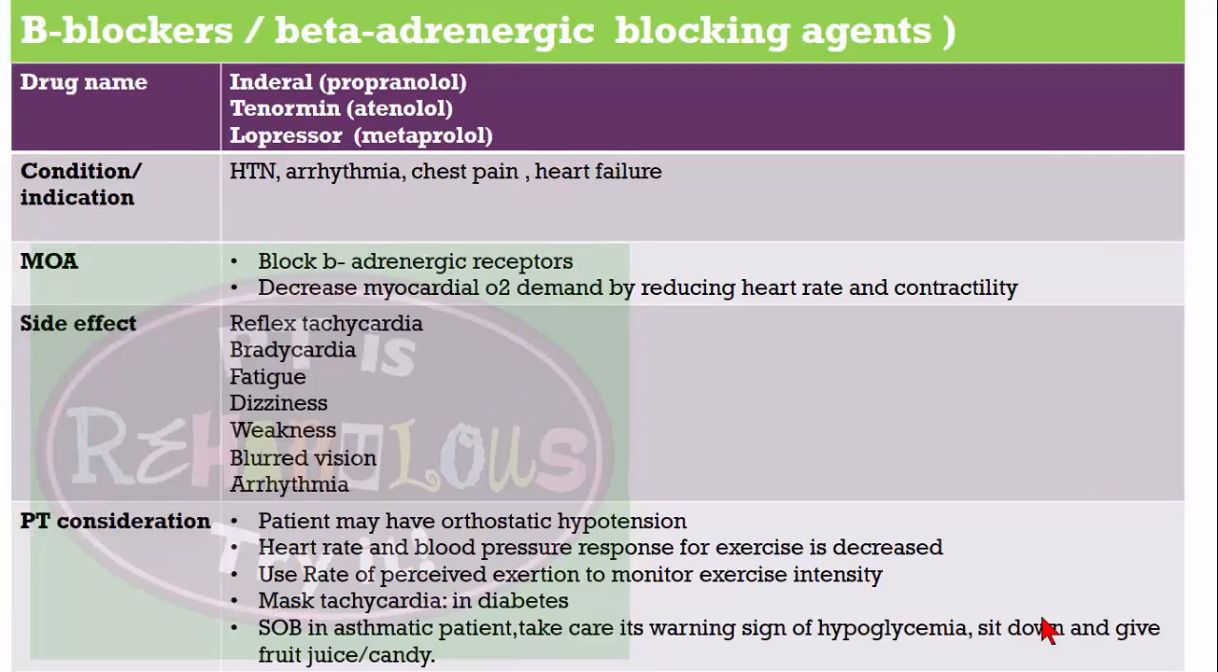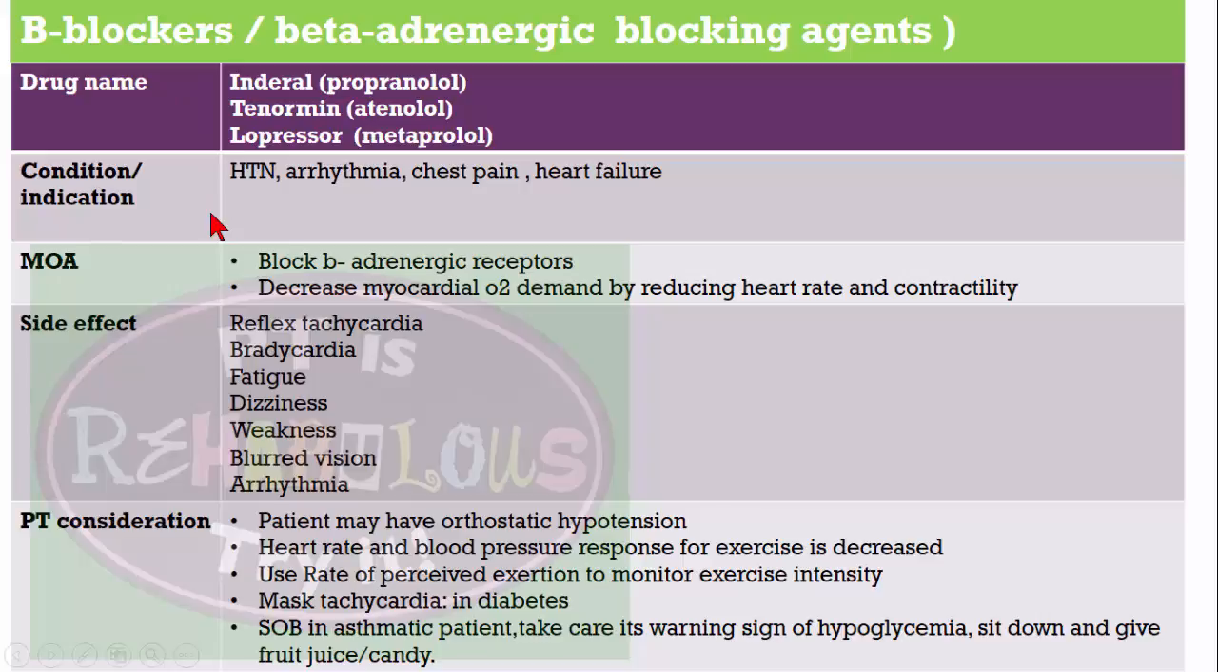Okay. Now we are going to see beta blockers, or beta adrenergic blocking agents. Earlier we saw that beta adrenergic receptors include beta 1 and beta 2. Beta 1 works on the heart, beta 2 on the lung. The brand name is Inderal, known as propranolol. Second is Tenormin, that is atenolol. Third is Lopressor, known as metoprolol. Just remember the -olol at the end, that is known as a beta blocker. For conditions like hypertension, arrhythmia, chest pain and heart failure, we can use beta blockers.